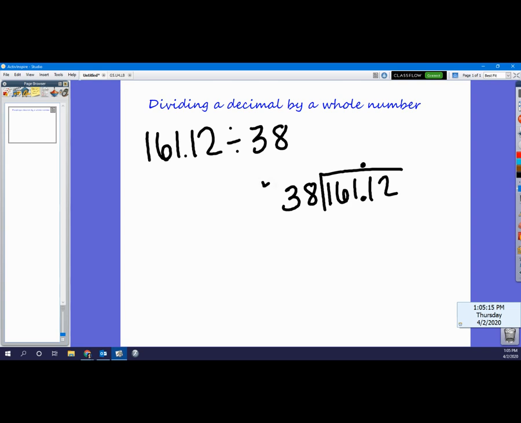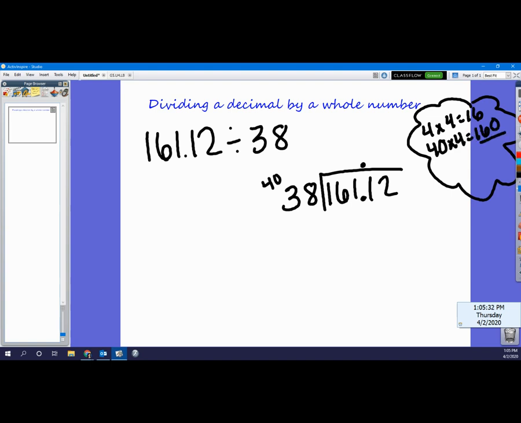So I'm going to round this 38 and say it's about 40. All right, so I know 4 times, this is in my mind, 4 times 4 equals 16. So 40 times 4 equals 160, and that is going to get me really close to that 161. Now, because my estimate is larger than my actual divisor, the 4 is going to be just fine.